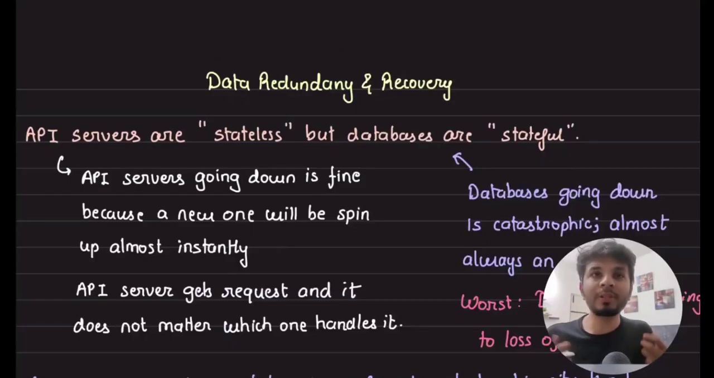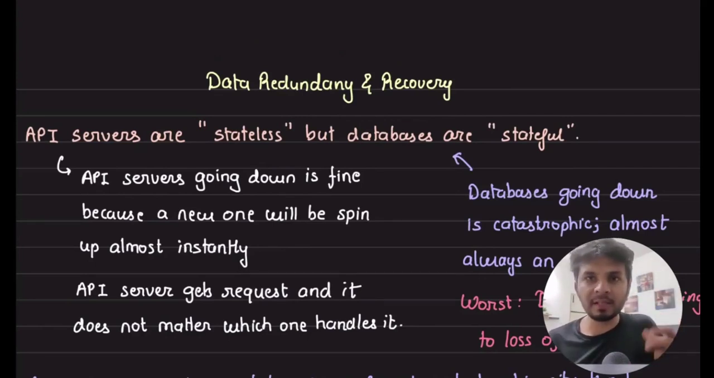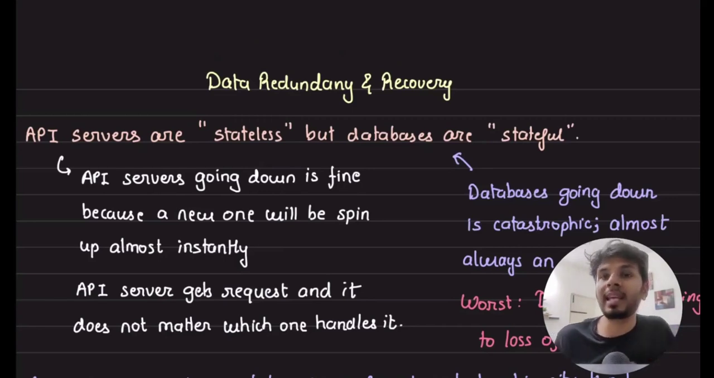So when it comes to resiliency, one of the most important things to worry about is data redundancy and recovery. In most cases, API servers are stateless, which means that a lot of API servers are put behind a load balancer. Requests can go to any one of them, right? And even if one of the API servers goes down, it's fine. Other API servers can handle the request. Only the requests that are in transit are affected, right? So this is very simple when it comes to stateless API servers.